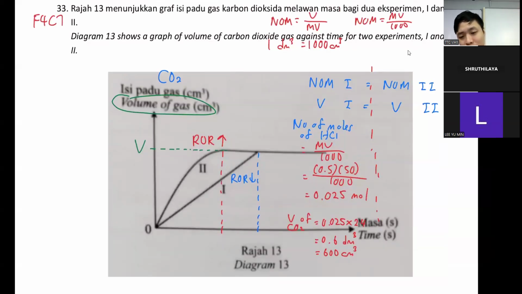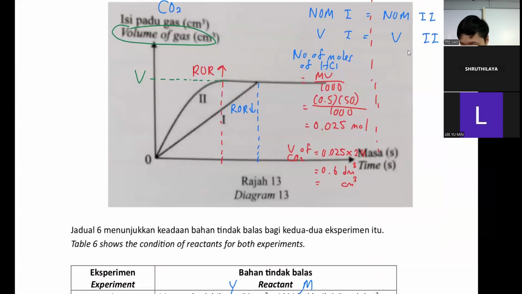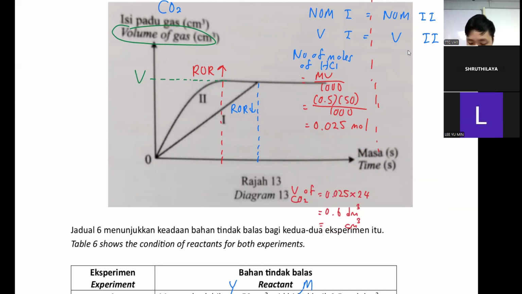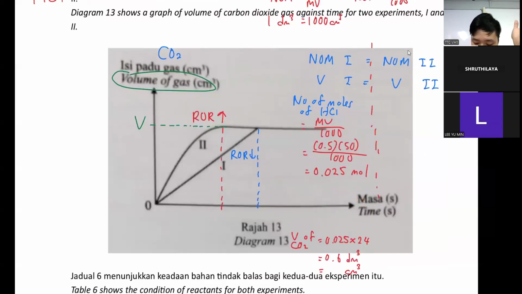So actually, it's not 600. I forgot one more ratio. This question takes a lot of time. The main thing I left out is the equation. The equation is calcium carbonate reacting with hydrochloric acid. Okay, I will write it for you.